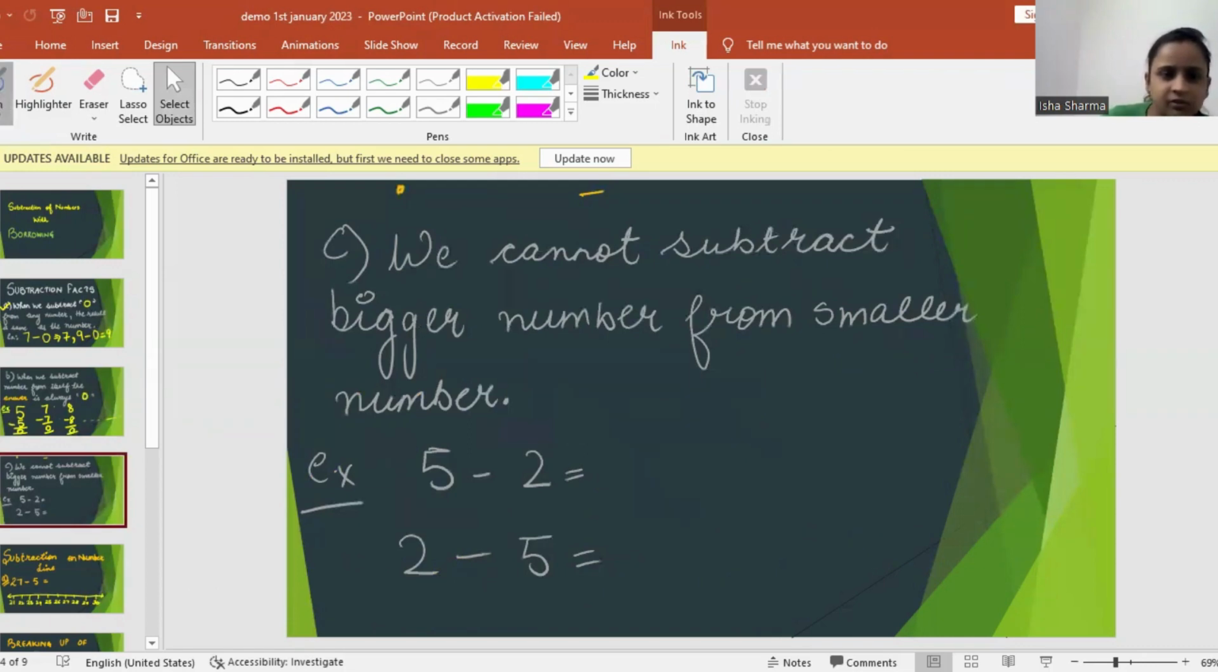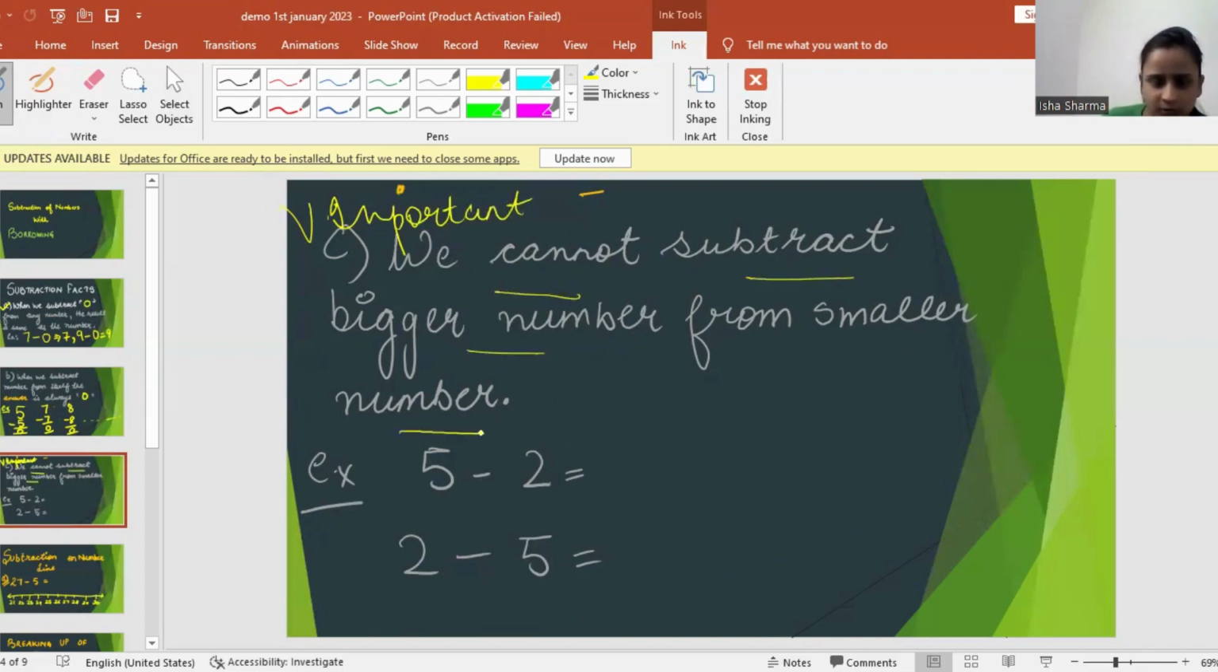And the third, which is a very important fact, is we cannot subtract a bigger number from a smaller number. Let's say 5 is a bigger number and 2 is a smaller number. We can easily subtract the smaller number from the bigger number. Like if I open my 5 fingers and subtract 2 from 5, the answer will be 3.